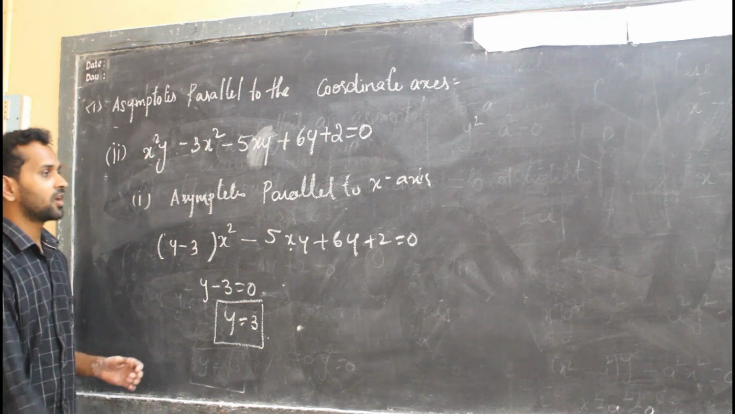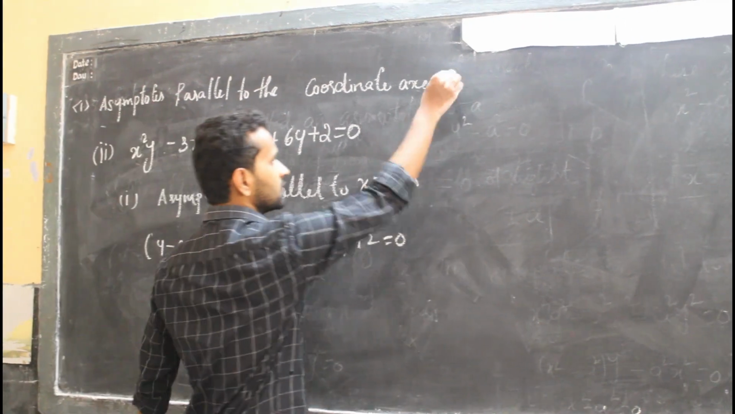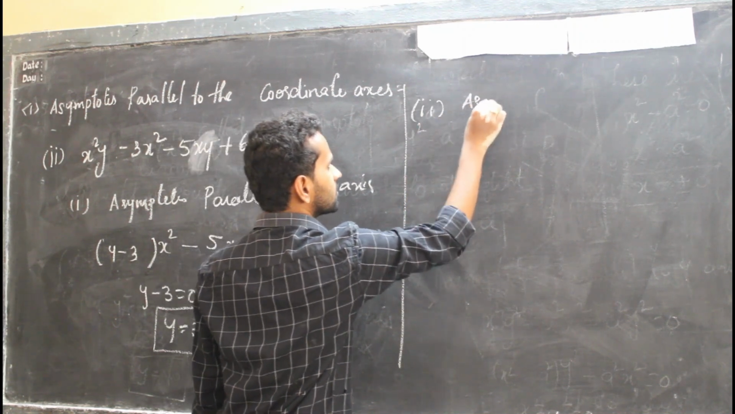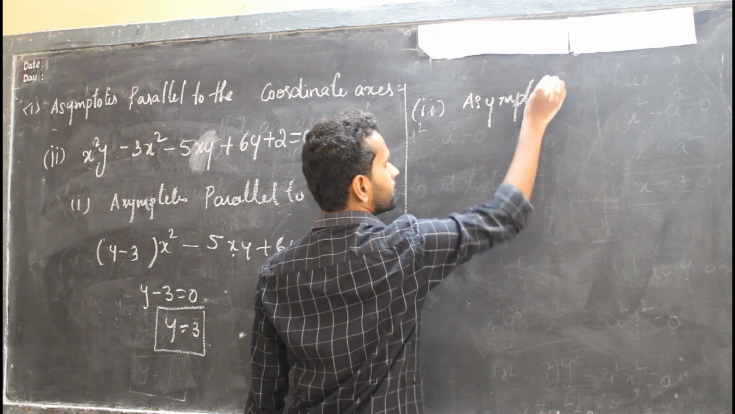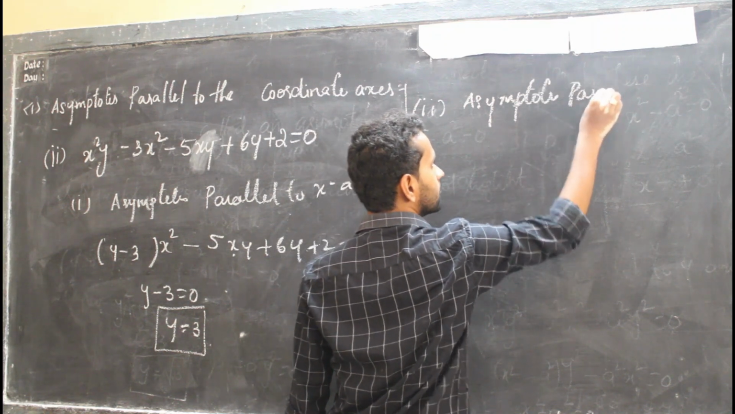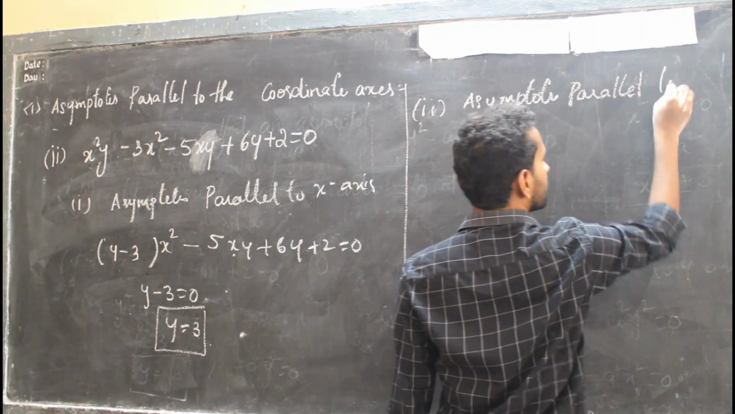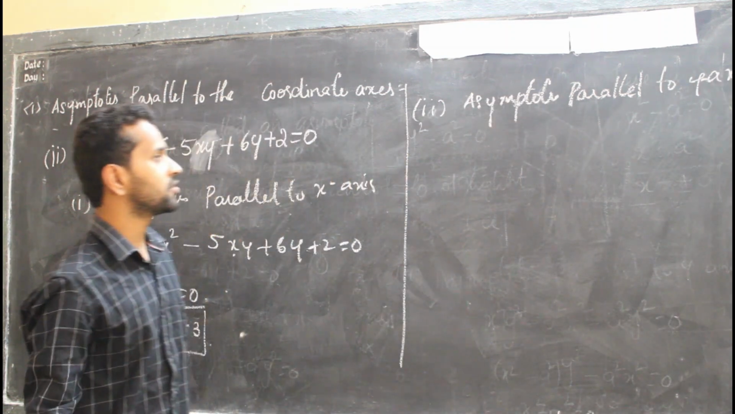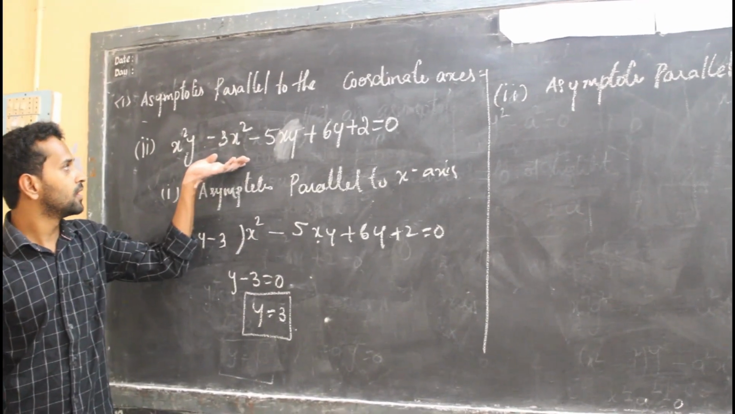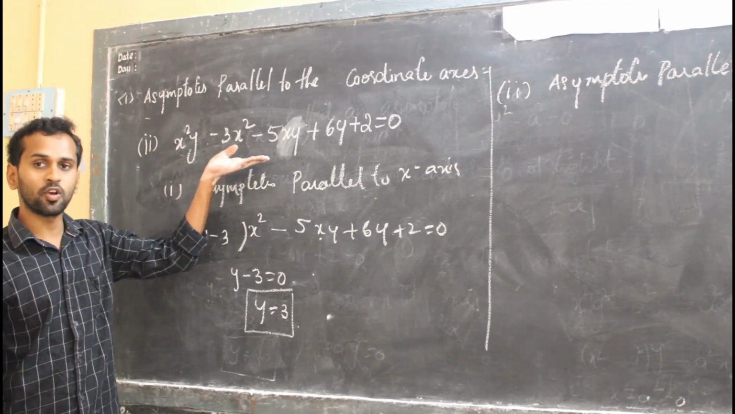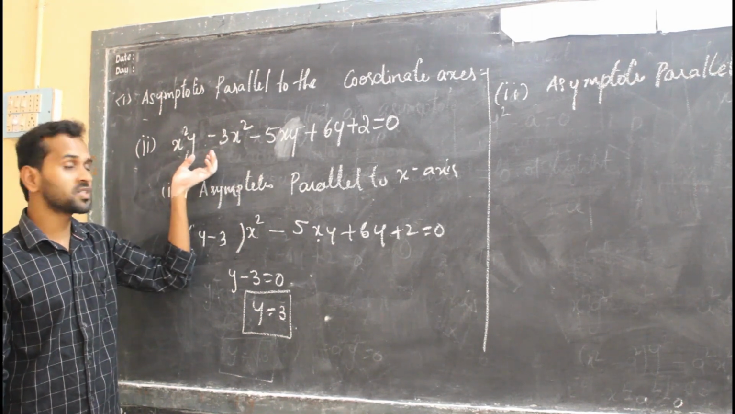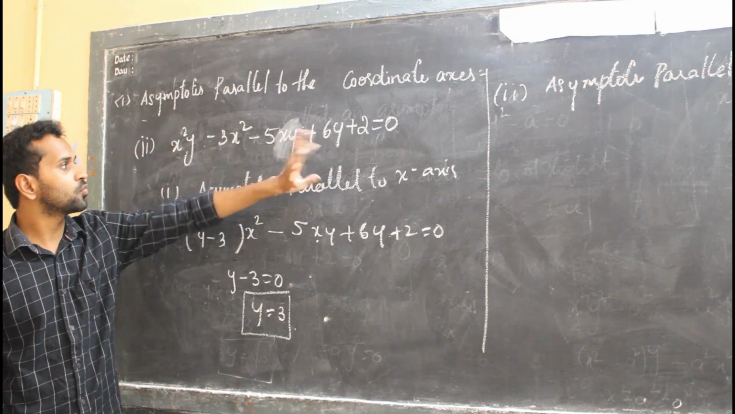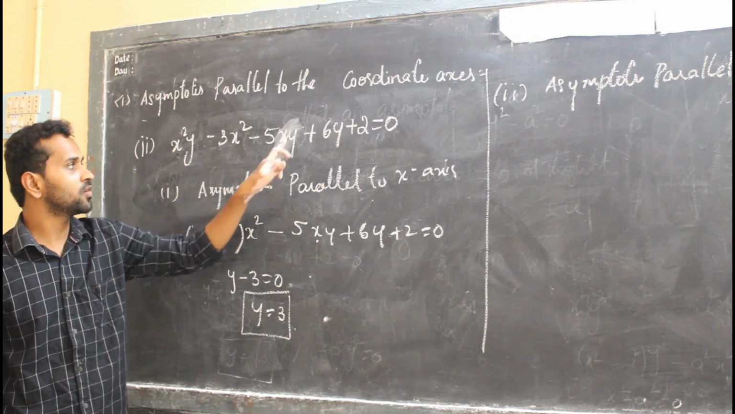Now, second one, asymptotes parallel to the y axis. Is it clear? So now for this what do I need to consider? I need to consider the highest term of y and the coefficient must be equal to 0. I should make it equal to 0. Now the highest term of y is y only. I don't have y square or y cube, I have only y.